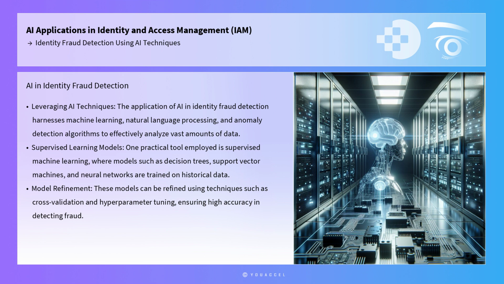The application of AI in identity fraud detection harnesses machine learning, natural language processing, and anomaly detection algorithms to effectively analyze vast amounts of data, identifying patterns indicative of fraudulent behavior. One practical tool employed is supervised machine learning, where models such as decision trees, support vector machines, and neural networks are trained on historical data to recognize fraudulent patterns. These models can be refined using techniques such as cross-validation and hyperparameter tuning, ensuring high accuracy in detecting fraud.